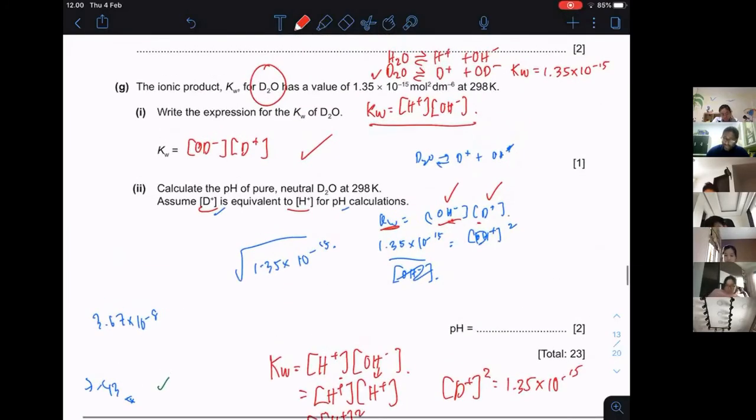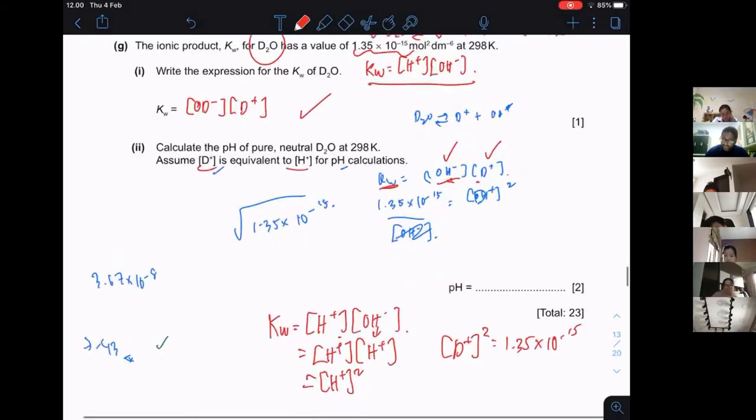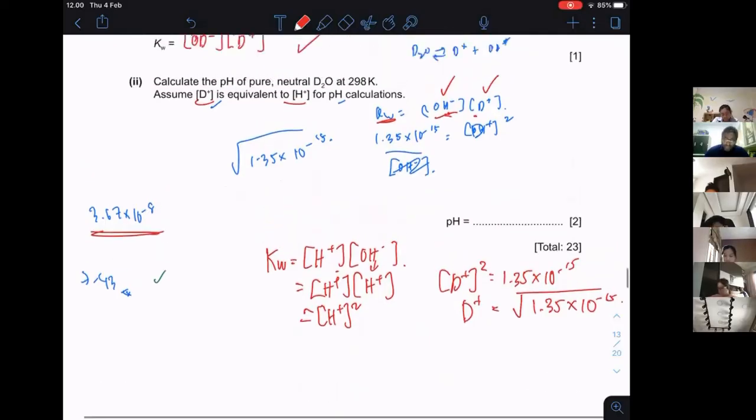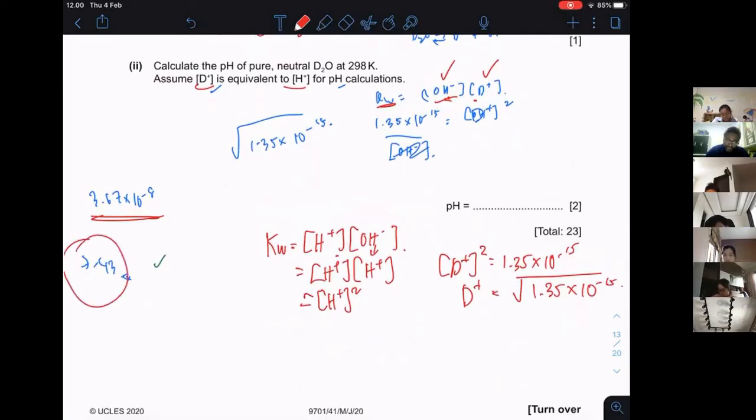Where do I get that? They already give you this. So you just need to have D plus, which is going to be the square root of 1.35 times 10 negative 15. Once you get that, you can find out the concentration of D plus is 3.67 times 10 negative 8. You want pH. So pH is going to be, you can calculate negative log, and then you put 3.67 times 10 negative 8. You will get 7.43 as your answer.